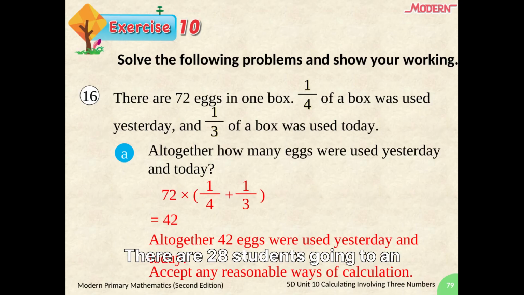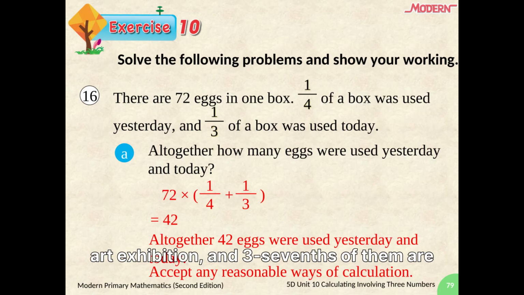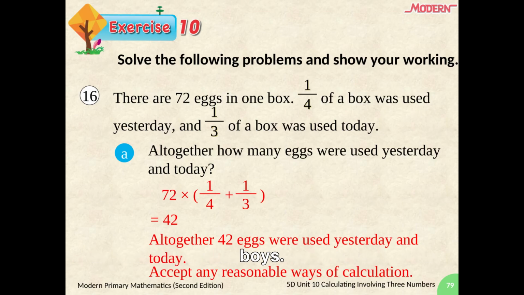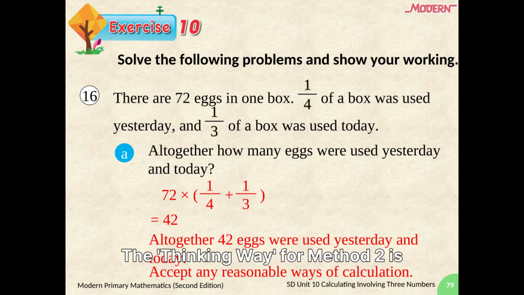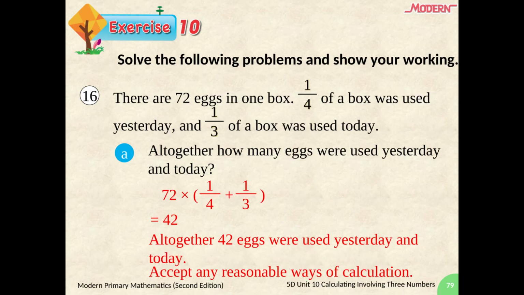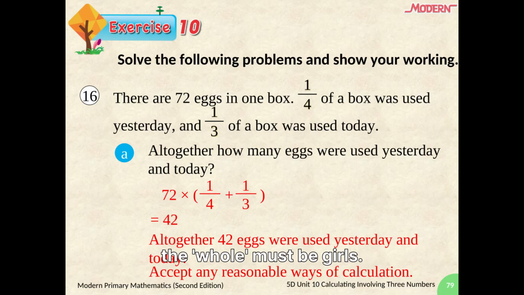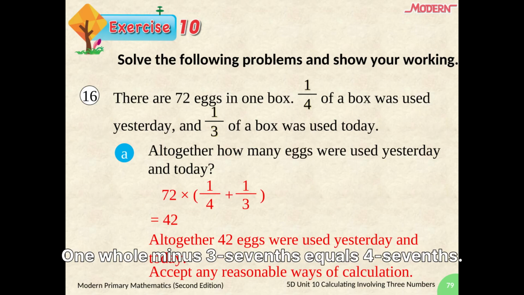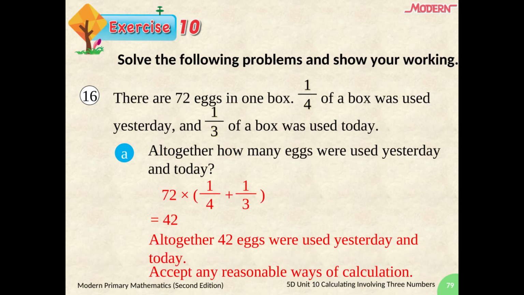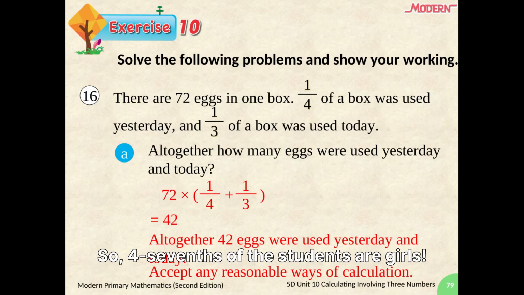There are 28 students going to an art exhibition, and 3/7 of them are boys. We need to find how many girls are going. The thinking way for method 2 is to look at the fraction of girls directly. Since 3/7 are boys, the rest of the whole must be girls. 1 whole minus 3/7 equals 4/7. So 4/7 of the students are girls.